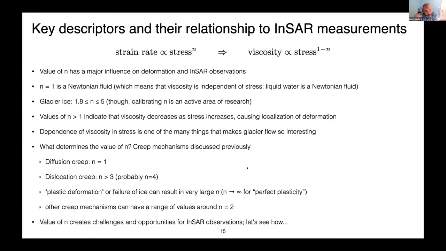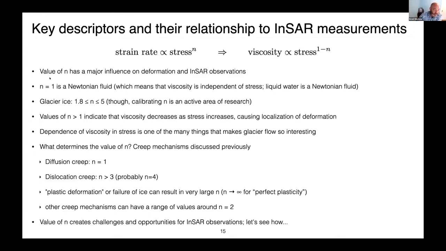So to dig into this a little bit more, strain rate scales as stress raised to the n value. So n is the exponent on the stress itself. And because of this, we can relate the viscosity of the ice to the stress, which is viscosity scales as stress raised to the 1 minus n power. And so any changes in the value of n has a major influence on the local viscosity of the ice, which in turn has a major influence on the deformation and the InSAR observations that you make.